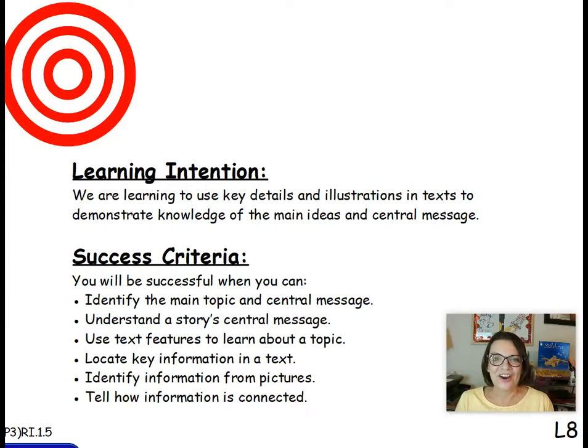Now let's check out our learning intentions and success criteria. Our learning intention for today says, we are learning to use key details and illustrations in text to demonstrate knowledge of the main ideas and central message. Our success criteria says, you will be successful when you can identify the main topic and central message, understand a story's central message, use text features to learn about a topic, locate key information in a text, identify information from pictures, and tell how information is connected.